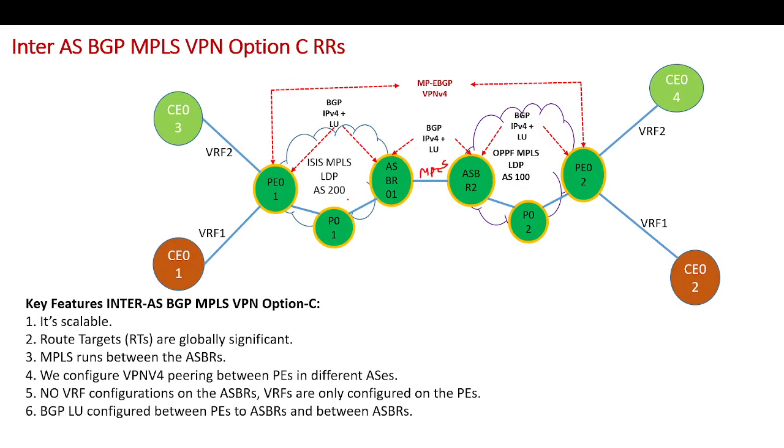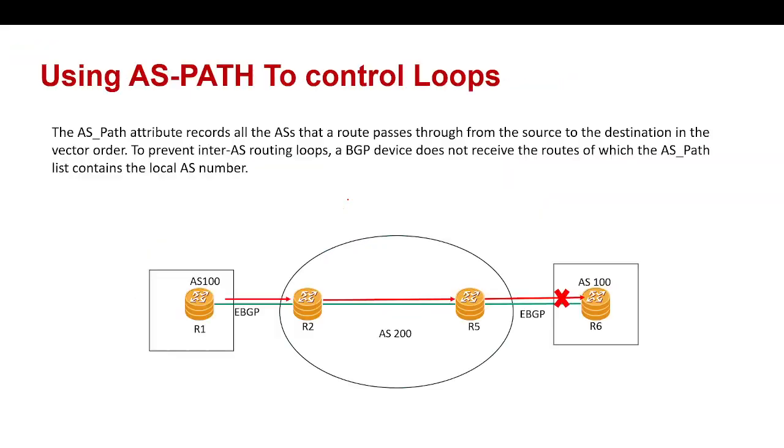And next, we need to look at how to control loops between autonomous system numbers. So we have AS path. The AS path is primarily used to control loops between different autonomous system numbers. So you can see that if you have a route coming in from AS100, it's propagated to AS200. And if this route is propagated to AS100 again, this route will be dropped. It will be discarded because the router will check and find that it has its own AS within the route message. So it will drop the route.